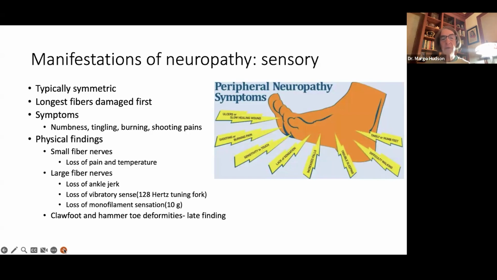Use the 128 hertz tuning fork to detect vibratory sense. Ones that are higher or lower are not standardized for this. And they also finally can lose monofilament sensation. I'll show you what the monofilament looks like. They can develop clawfoot and hammer toe deformities, which is a late finding.